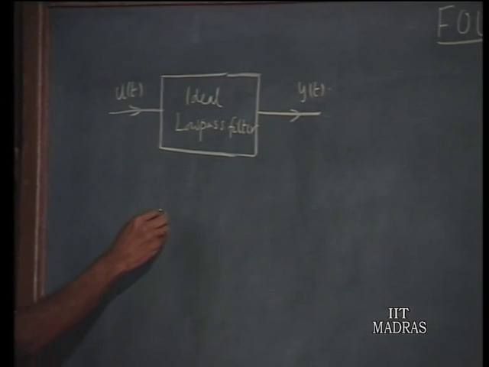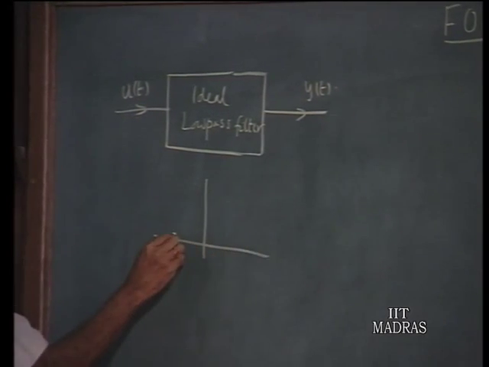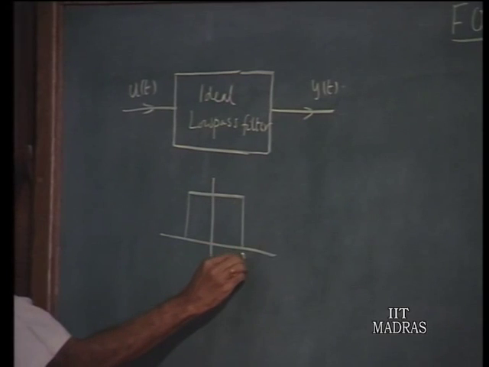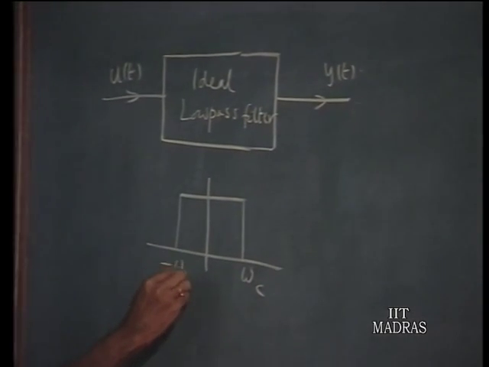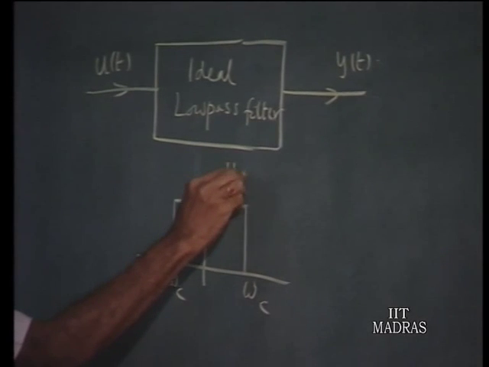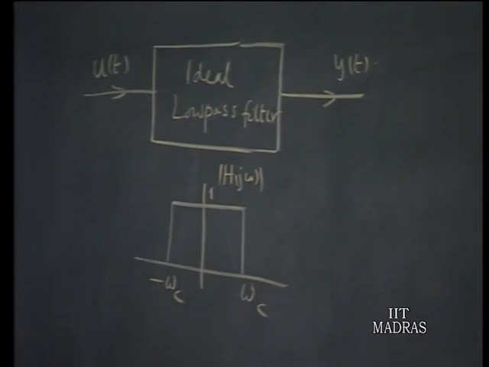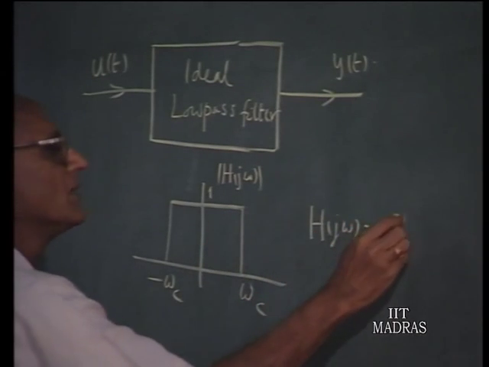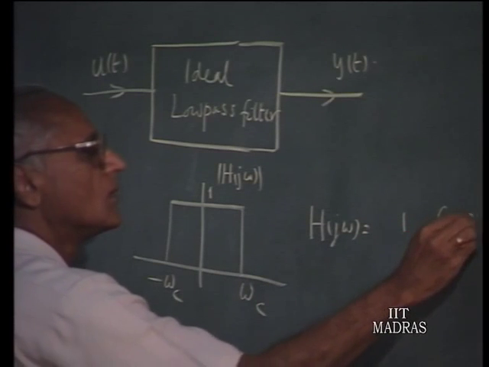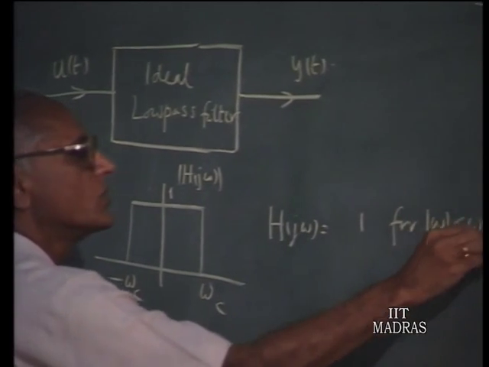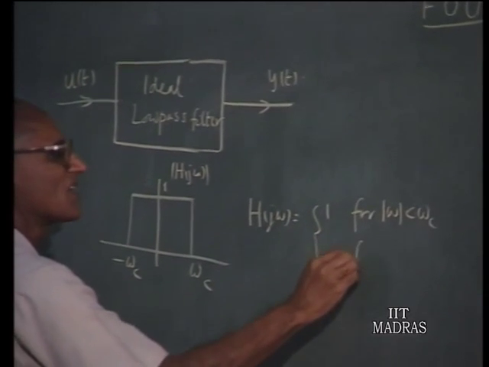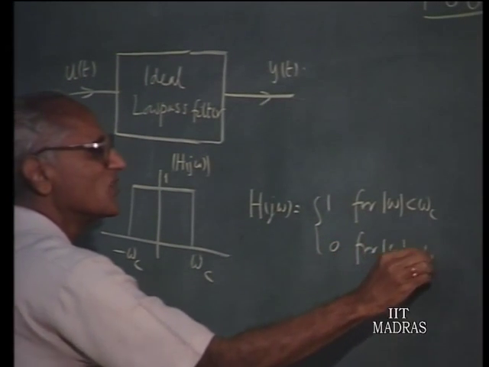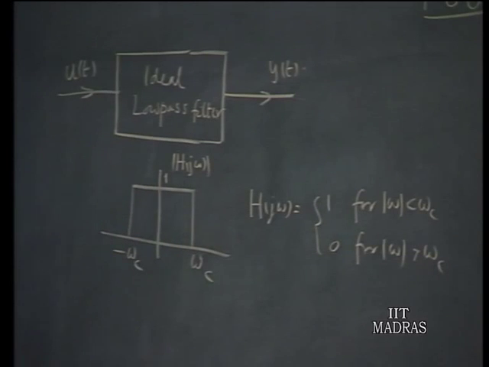Now, the ideal low pass filter has a frequency response function like this. So, the frequency response function of the ideal low pass filter can be considered to be 1 for omega magnitude less than omega c and 0 for omega magnitude greater than omega c. That is, this is the kind of response function that we have. Now, under these conditions, this is the system function of the low pass filter.